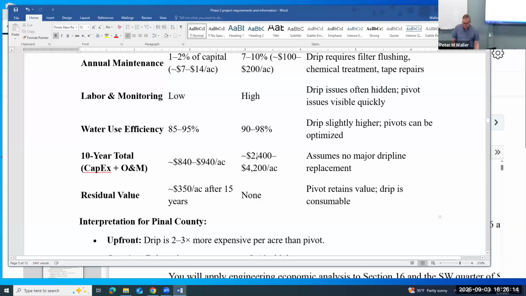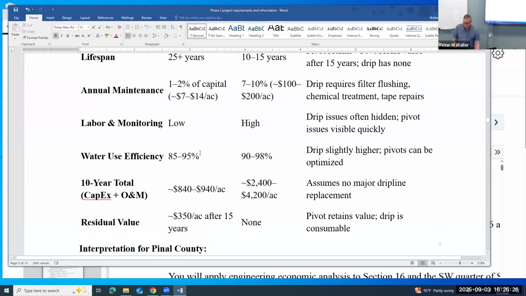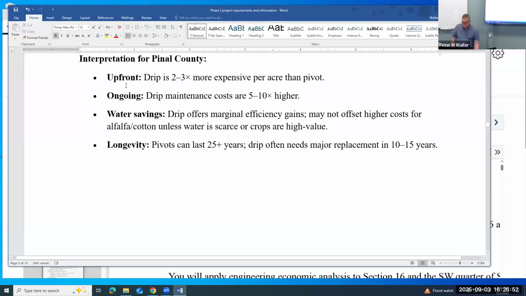So here's your 10-year total CapEx. Drip is $2,400 to $4,200 an acre. Pivots are $840 to $940. The water use efficiency on pivots is pretty high, especially these drop tubes. And it's high on drip. You know, it's only like 60 or 70% on flood. There's no residual value on a drip system, but you can actually sell your pivot after 15 years for $350 an acre. Not bad. So it seems like a rather easy choice what to get.